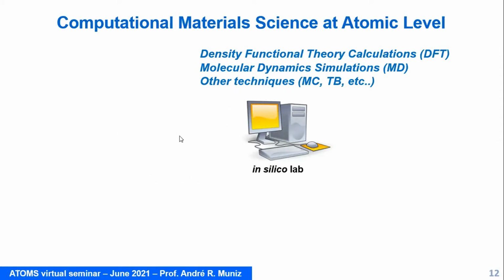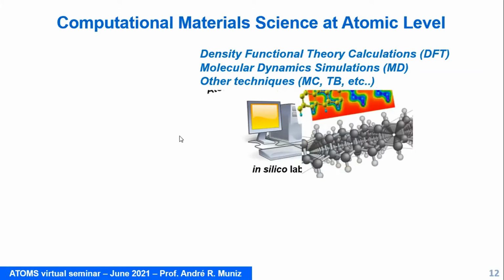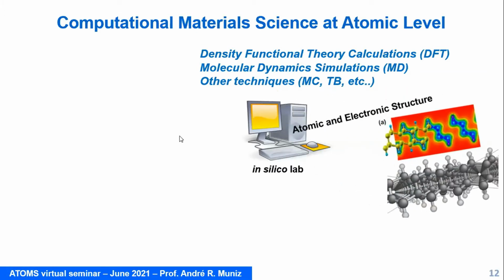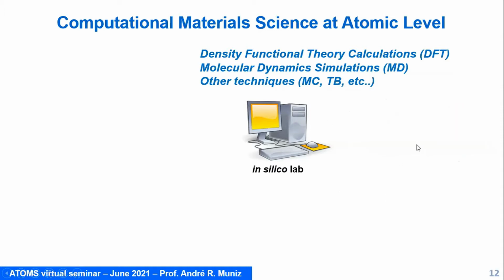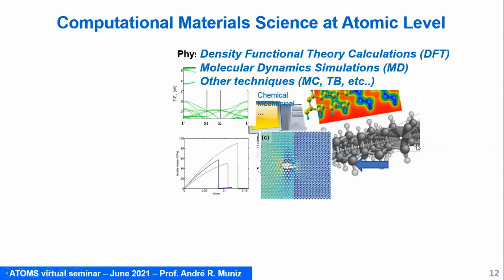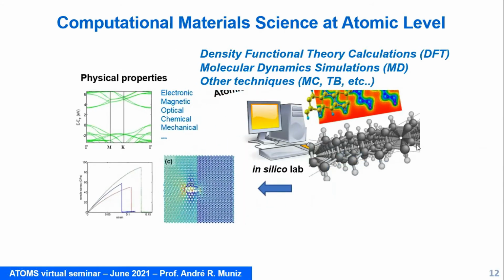And of course, the computer will do all the necessary calculations and will give us the material, the equivalent of the synthesis. So we get the atomic structure of the material as well as the electronic structure, depending on the technique we are using. And with this information, we can apply a lot of techniques to get their physical properties. For example, we can compute electronic properties, compute band gaps.